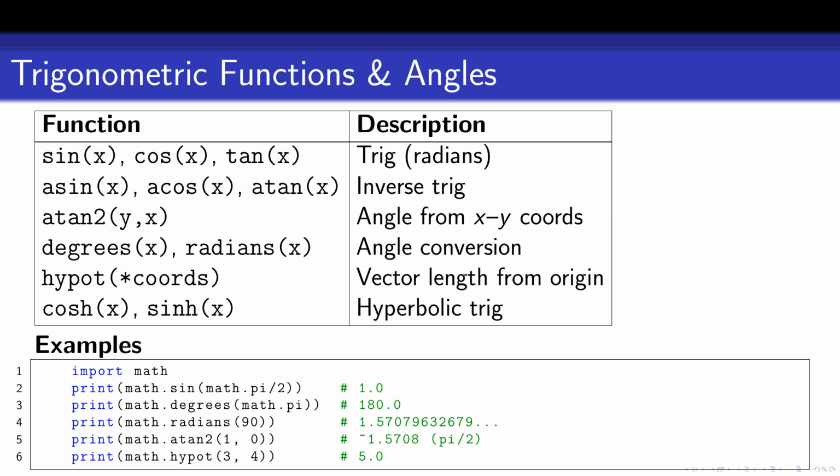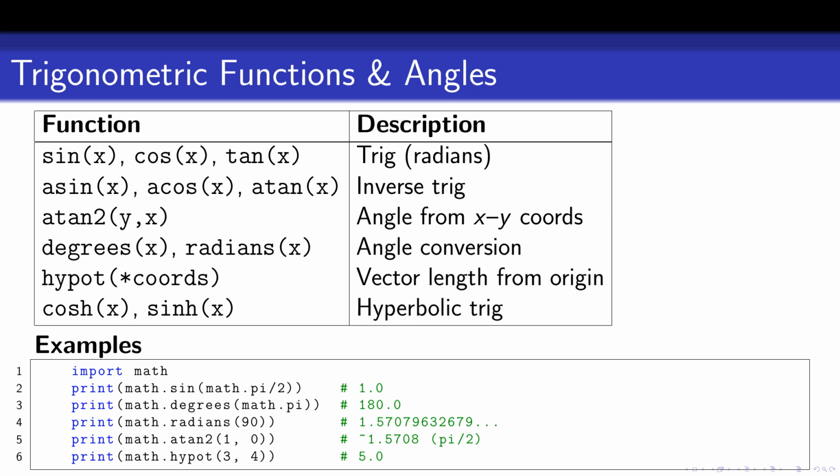Trigonometric functions round out the math module's key offerings by letting you work with angles and periodic behavior. Functions like sine, cosine, and tangent handle trigonometric ratios, while their inverse counterparts, arcsine, arccosine, and arctangent, return angles from ratios. Arctangent, too, is especially useful because it calculates the angle from x and y coordinates, handling quadrants correctly. Functions for converting between degrees and radians simplify working with different angle systems, while hypot computes the length of a vector from the origin, a direct application of the Pythagorean theorem.